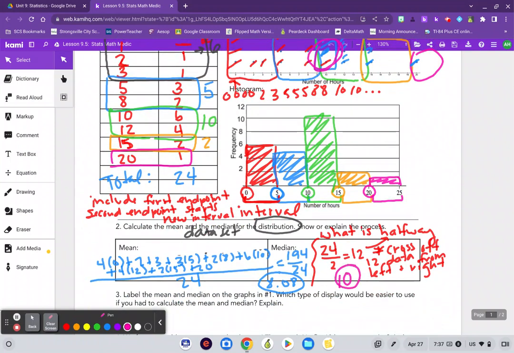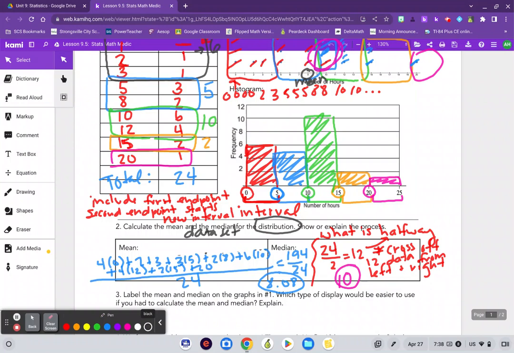And so this is just another way to approach it and say, hey, I know that I have 24 pieces of data. Halfway through would be 12 pieces of data. If I cross 12 pieces of data off on either side, I should be able to land in the middle of my data. Okay. 3 says label the mean and median in the graphs in 1. So we're going to come back up here. My mean was right here at 8.